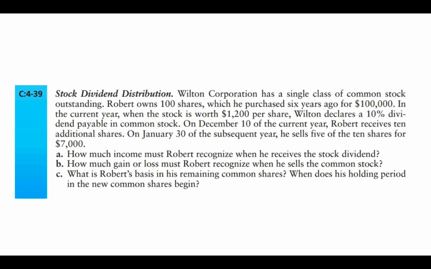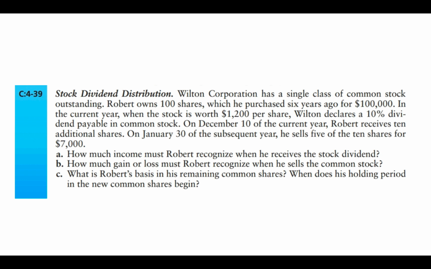All right, Part B, how much gain or loss must Robert recognize when he sells the common stock? So now he's selling the common stock to somebody else. On December 10th, he got 10 shares. On January 30th, he sold 5 of the shares for $7,000 total. So to know what his gain or loss is, what do we have to know? Well, we have to know amount realized, which we do, $7,000, and we have to know his adjusted basis. In a non-taxable stock dividend, remember we calculate adjusted basis by allocating the basis of the shares he already owned over the total number of shares he owns.